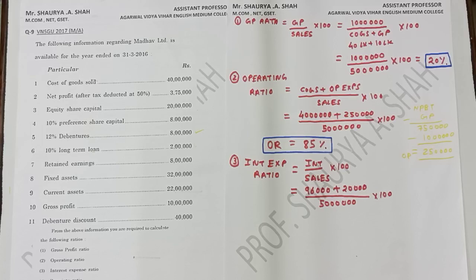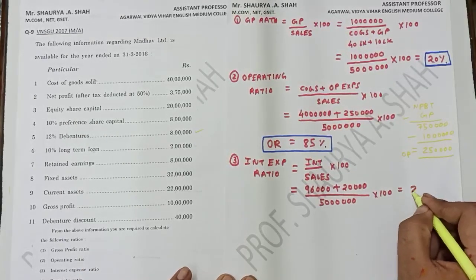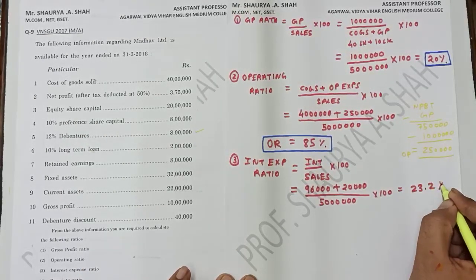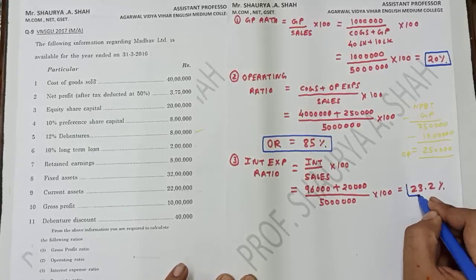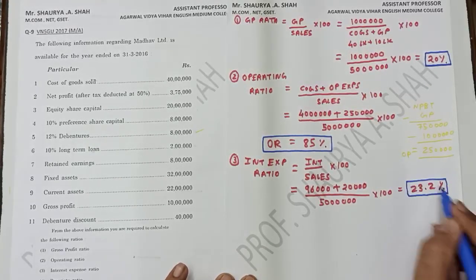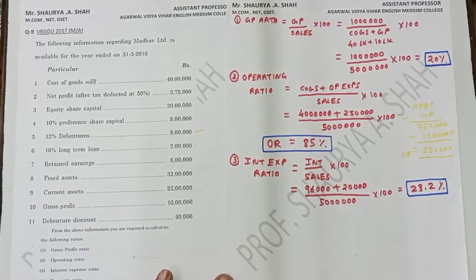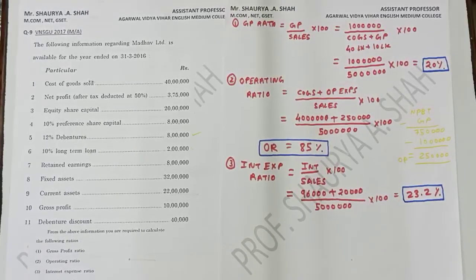What is the answer for that, students? It is 23.2%, I suppose, right? So I'll write down 23.2%. Also solving along with you students, so quickly you can do it. 23.2%, right? So the third we have found out, interest expense ratio.